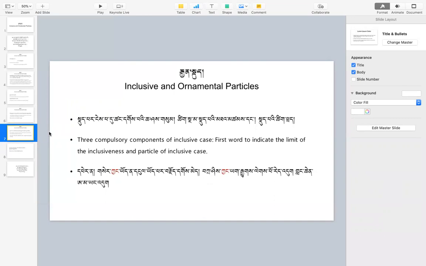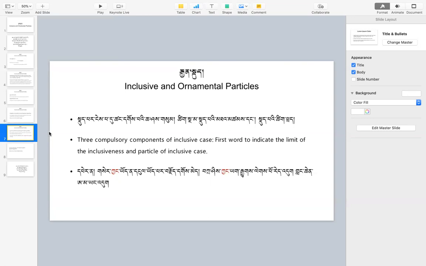So duba, like we already said in the definition, means that anything from the first limit to the last limit is included. It's inclusive in between. So the inclusiveness, when it's shown by the particle of inclusive case, is known as the inclusive case.